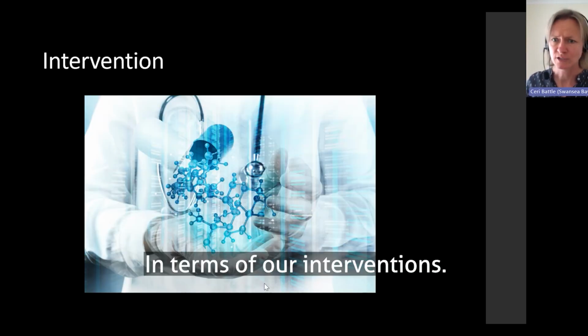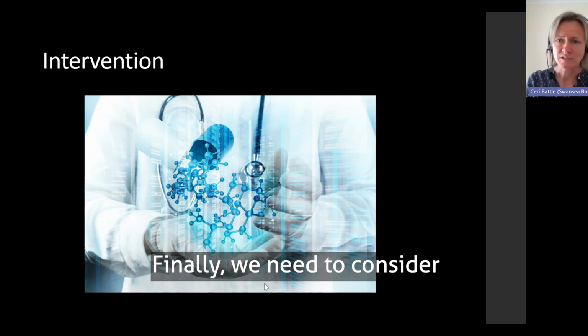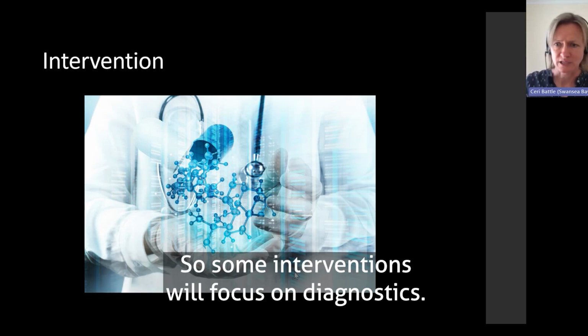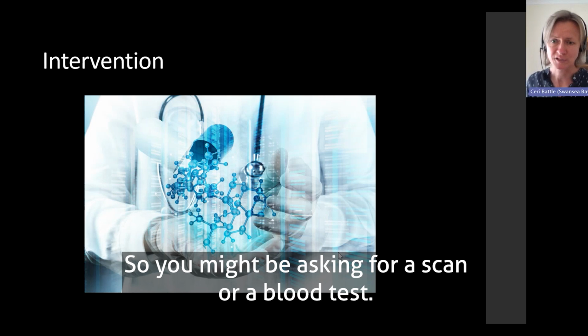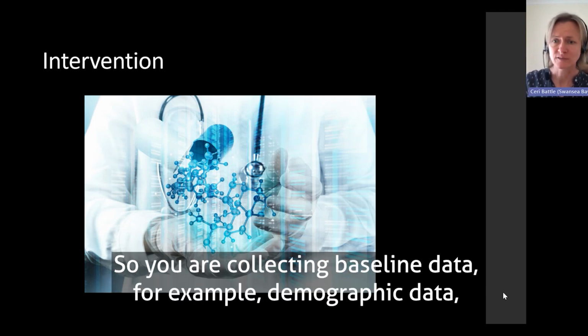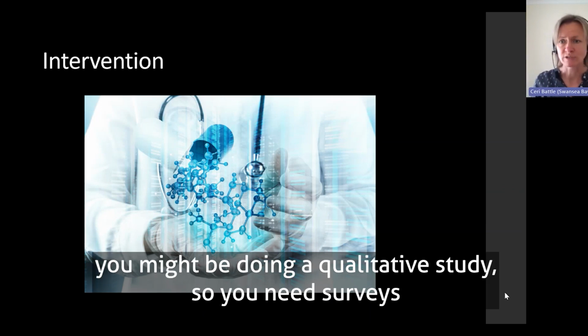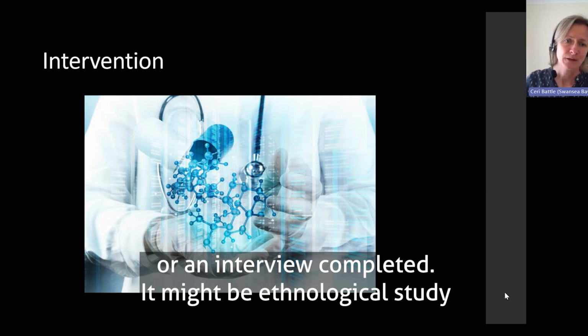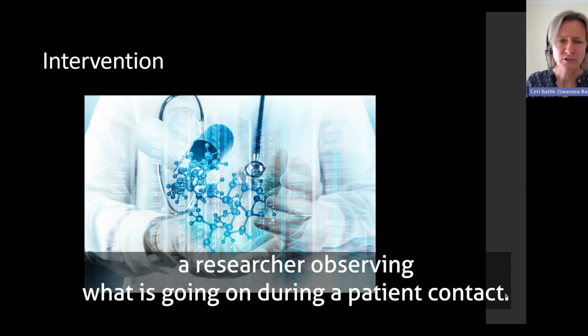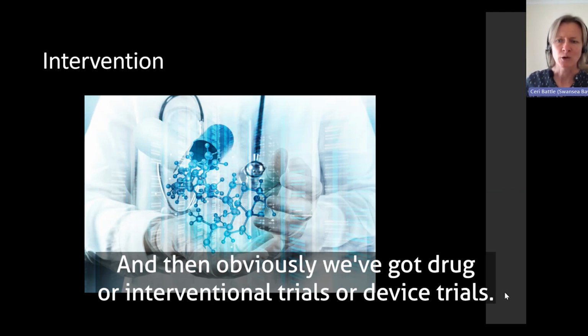In terms of our interventions, finally, we need to consider the different types of interventions that are used in an emergency setting. Some interventions will focus on diagnostics, so you might be asking for a scan or a blood test. It could be an observational study, so you're collecting baseline data, for example, demographic data. You might be doing a qualitative study, so you need surveys or an interview completed. It might be an ethnological study, so you've actually got a researcher observing what is going on during your patient contact. And then obviously we've got drug or interventional trials or device trials.